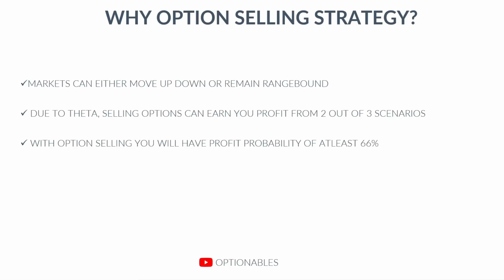So why am I looking at an option selling strategy? Because it is simple. Markets can either move up or down or remain range bound. This holds true for any market. So once this fundamental is understood, you can design any strategy, because in an option there is a concept called theta or time decay. Due to theta, options can get you profit out of 2 out of 3 scenarios. That is when the market is range bound or trending, and that will come with a probability of 66%. So we are trying to play with the basics.